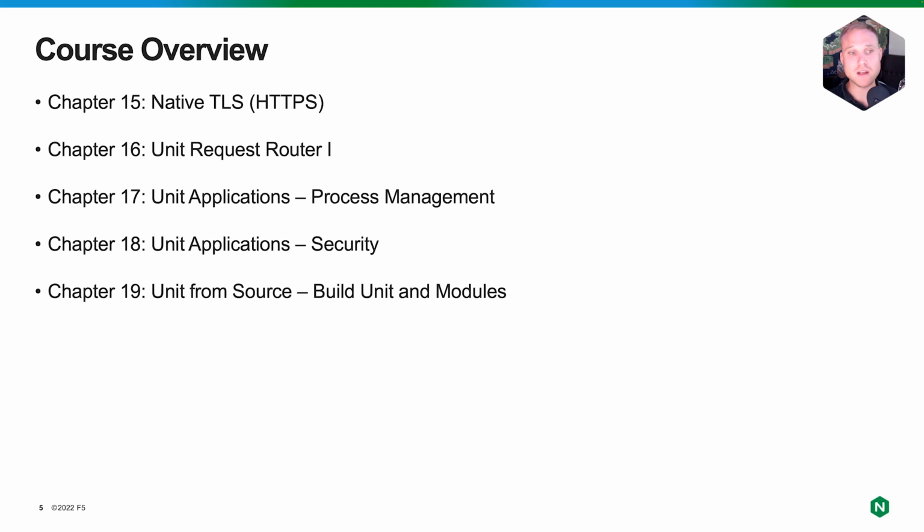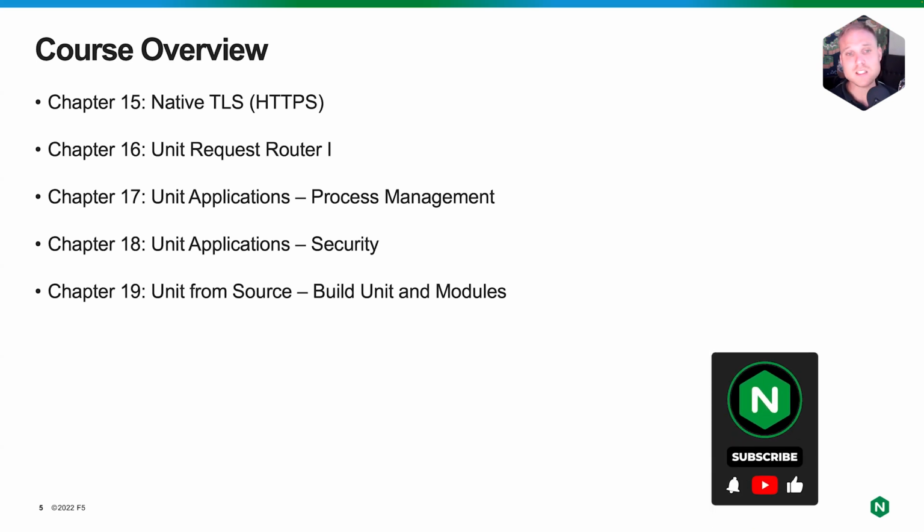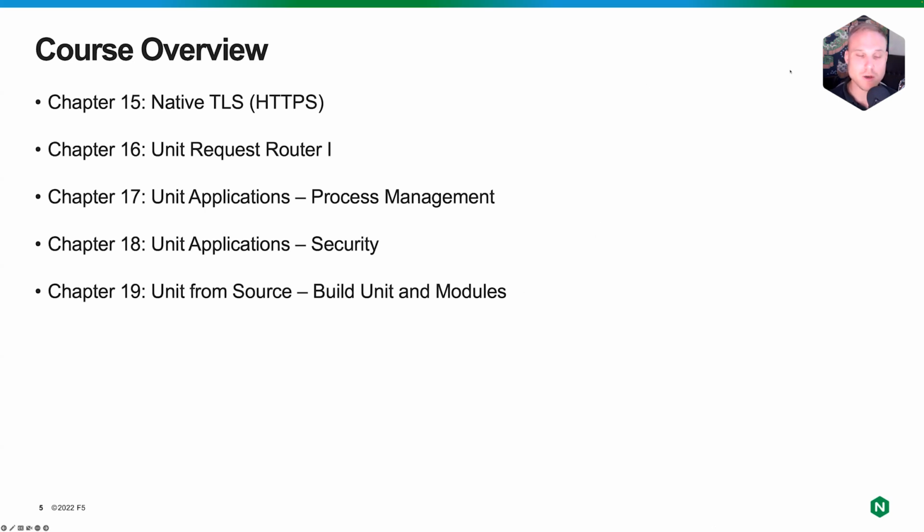Really looking forward to that. Chapter 19 is, last but not least in this series, Unit from source. So if you don't want to use our pre-built packages, don't worry. In chapter 19, I will explain to you how to use NGINX Unit from source, how to get the code, how to configure, how to make it. No pain, no banging against the wall. It's all simple in chapter 19.